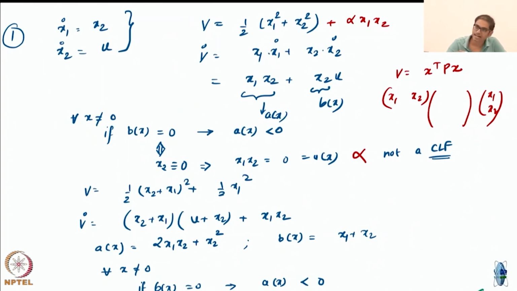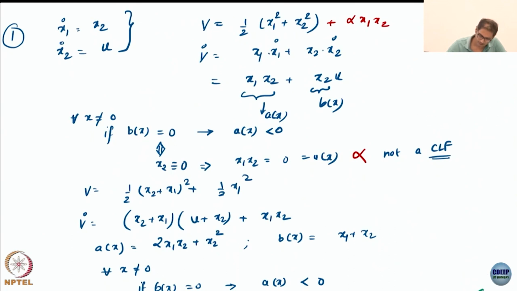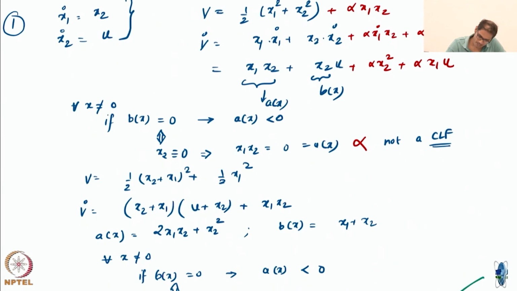Suppose I did. Now what happens? I add some terms in the derivative. So I am going to delete this just to make some space. So this is plus alpha x1 dot x2 plus alpha x1 x2 dot. Let us see if this works. Alpha x1 dot x2 is alpha x2 square, and this is alpha x1 u. Already nice things have happened, you see. Why? Now bx is not just this, bx also has this.